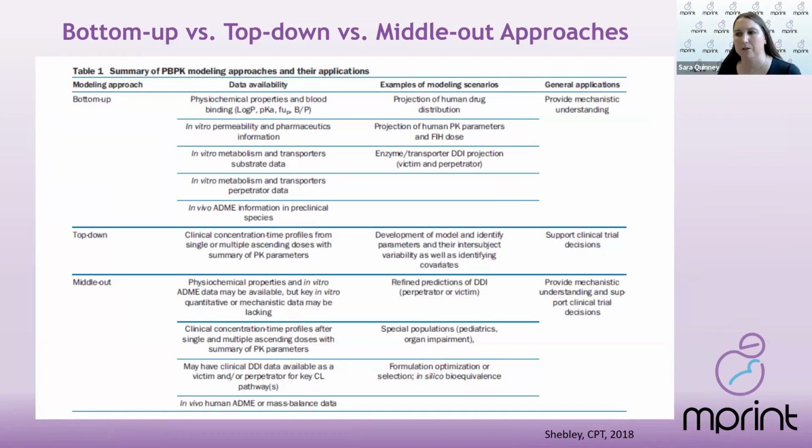So a middle-out approach utilizes both the clinical data and the PBPK model structure. We start by having our bottom-up PBPK model and then refine it based on our clinical data in order to capture things like renal function and the effect of renal clearance on a drug, or potentially looking at special populations such as pediatric or organ impairment.